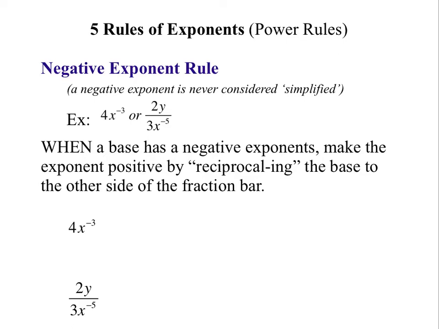The negative exponent rule is exactly how it sounds. The situation is that you have a base that's got a negative exponent. Normally in mathematics, a negative exponent is not considered a fully simplified value. So to fix the exponent, we reciprocal the base that has a negative exponent to the other side of the fraction bar.